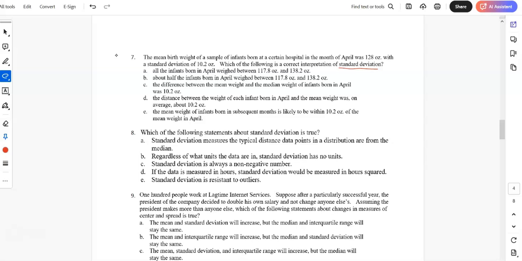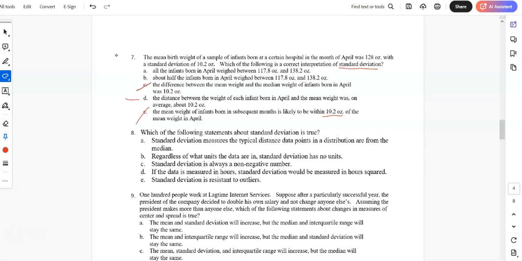So it's not really like a margin of error. I don't think that sounds right. Distance between the weight of each infant born and the mean weight was on average. Is that a terrible way of saying it? That probably is it. Difference between mean weight and the median weight.